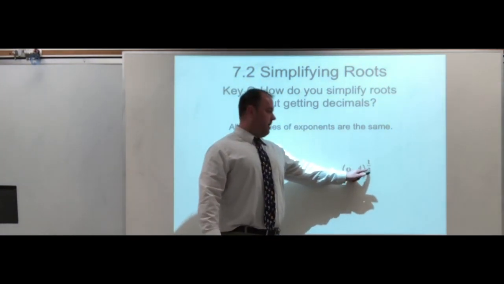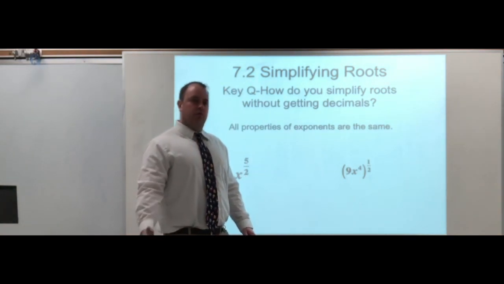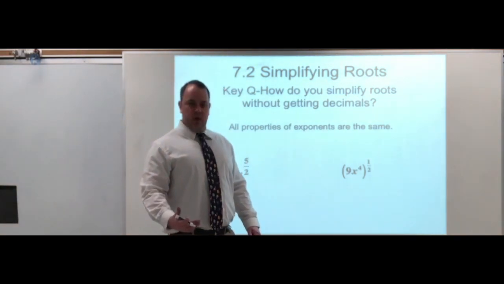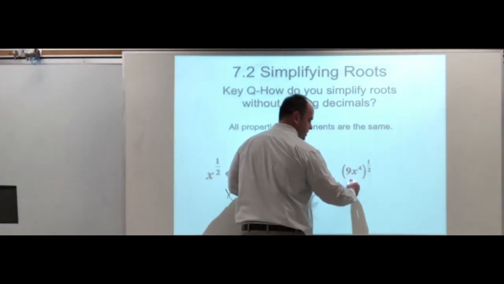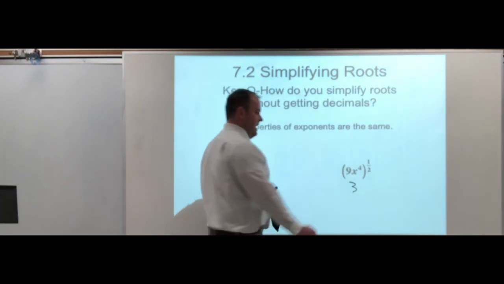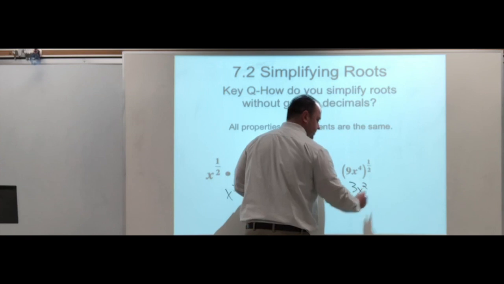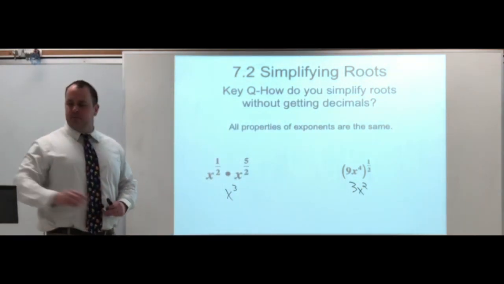Now one thing you have to start thinking about is when you see a fraction, think about what radical that would be, what root it would be. 1/2 is a square root, so we are square rooting that 9, so your answer should be 3. And you're going to multiply those exponents, x squared. So all those exponent properties are the same. They're going to be the same work that we did before.